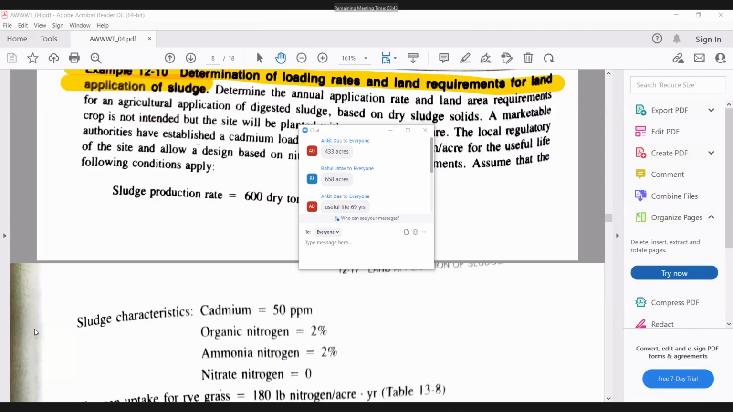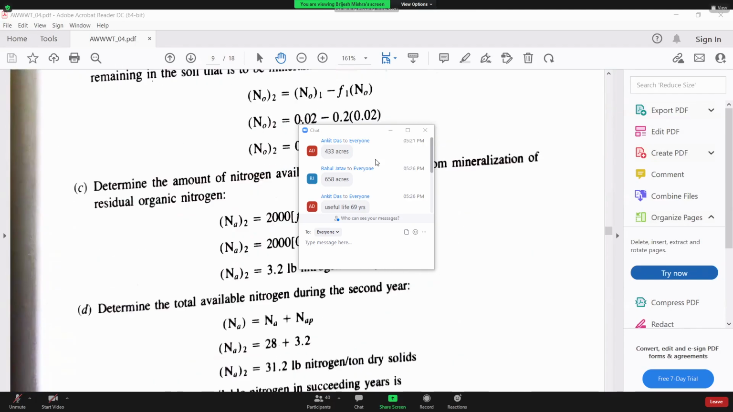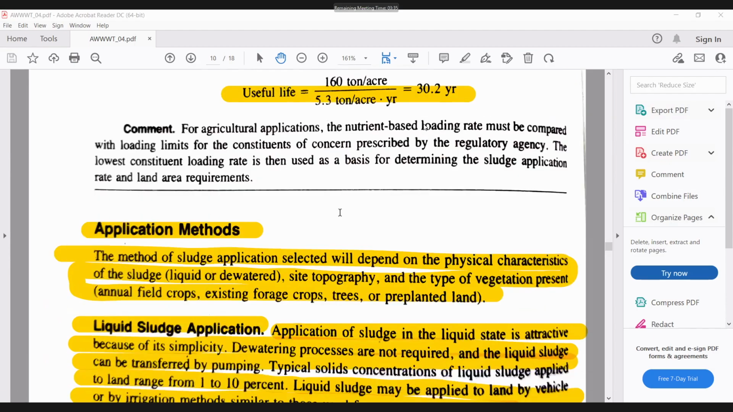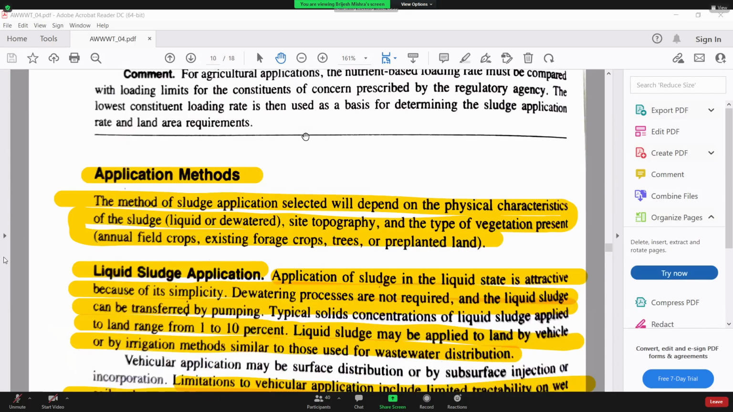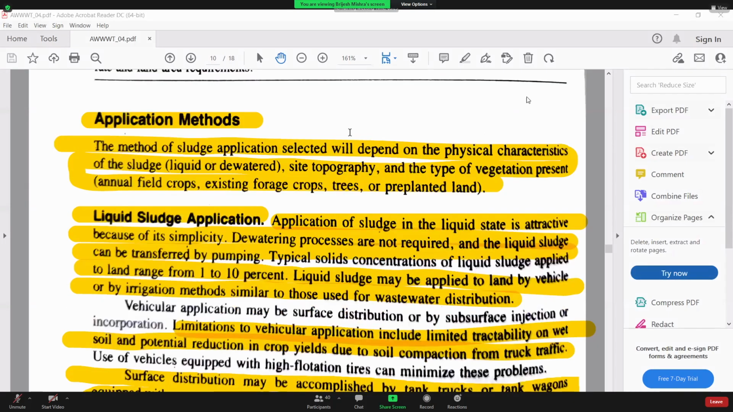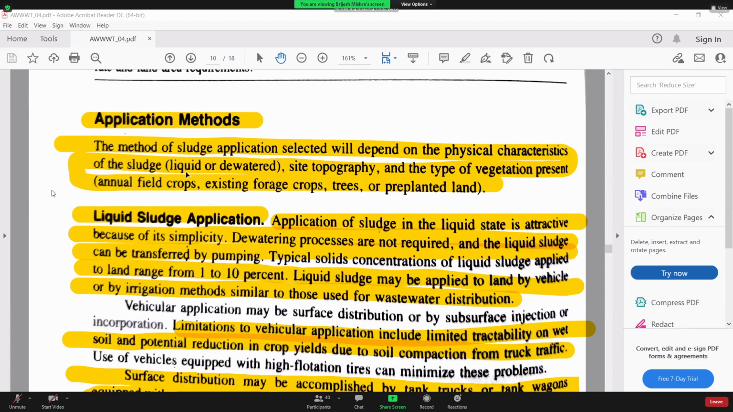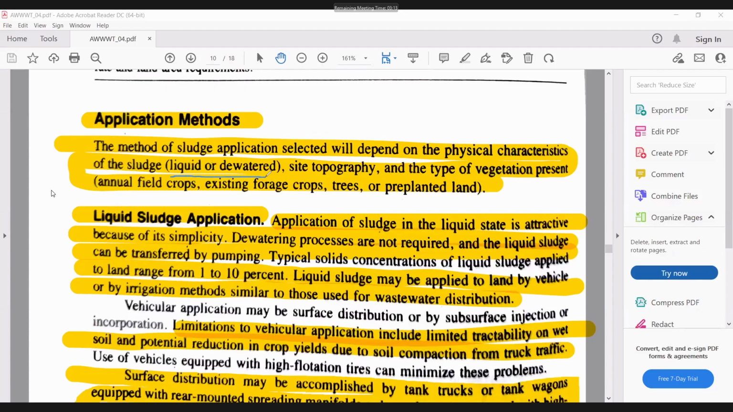Next thing is, after this numerical, the application method. Now, what is the meaning of application method? Because we have two options: one is dry sludge, one is liquid sludge. So their application method is also going to vary. The method of sludge application we select will depend upon the physical characteristics of the sludge, whether it is liquid or dewatered, where sludge solid concentration is quite high, site topography, type of vegetation, etc. So let us discuss one by one.